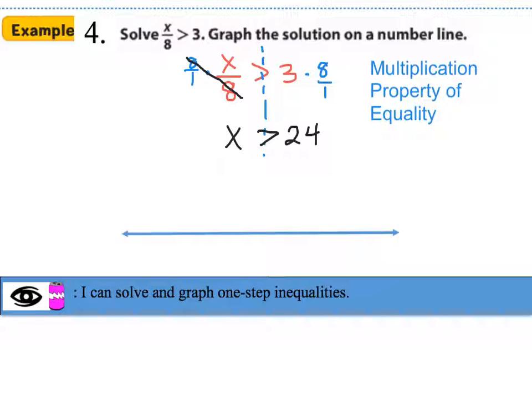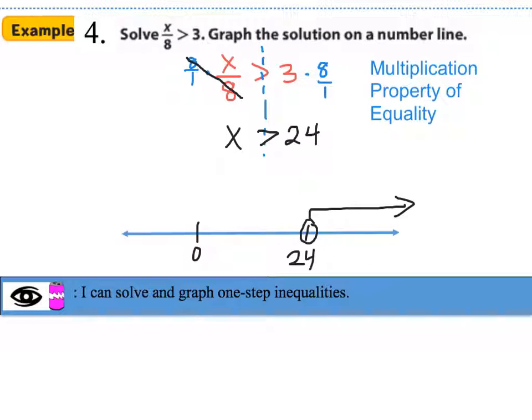So let's go ahead and graph this on a number line. Here's 0, here's positive 24. We're going to have an open circle on positive 24 because there is no line underneath the inequality. And 24 is not part of the solution, but everything to the right, or anything greater than 24, is part of the solution. So let's check this.